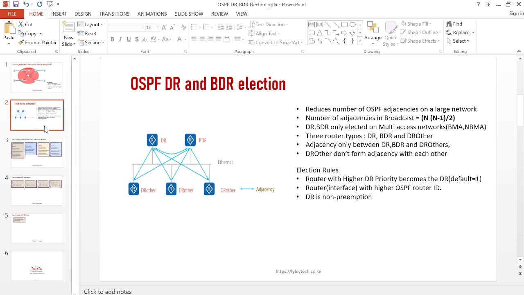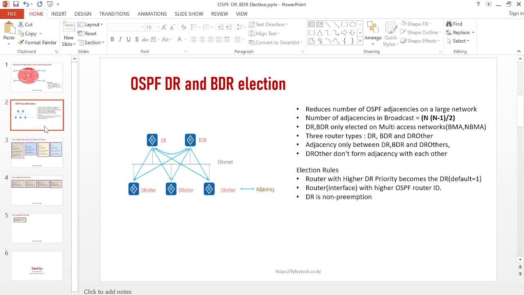A service provider network mainly has many routers, maybe thousands or 10,000 routers. And if you are running OSPF, let's say in just one area, you may end up having so many adjacencies in the network. That's why we need the DR and the BDR to help us reduce the number of OSPF adjacencies on a large network. This even speeds up the network convergence because you don't need to send your information to all the routers. You only need to advertise to the DR and the BDR, which will be in charge of advertising to the other routers.